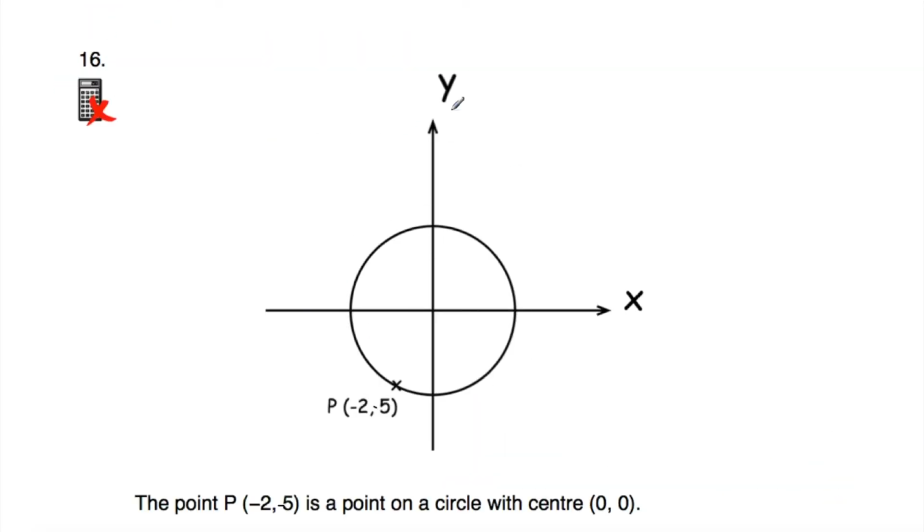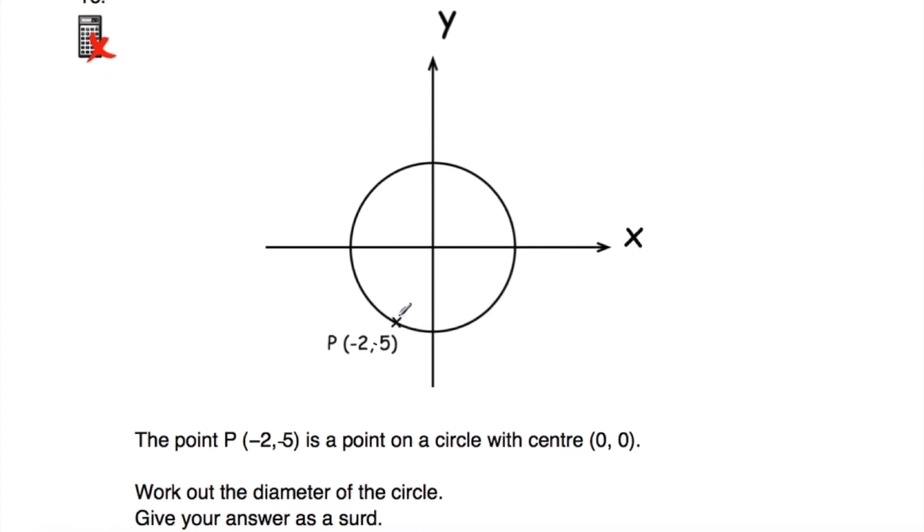So question number 16, we've got these set of axes, our x-axis and our y-axis, and we've got this circle. And the question says the point P, which is this point here, has got coordinates -2, -5. And it's a point on the circle with centre 0, 0. So this circle is centre 0, 0. So that means the equation of this circle will be in the form of x squared plus y squared equals r squared, because the centre of the circle is the origin.